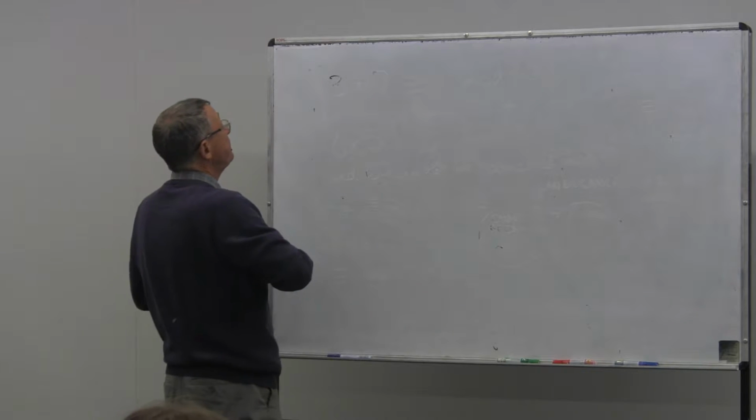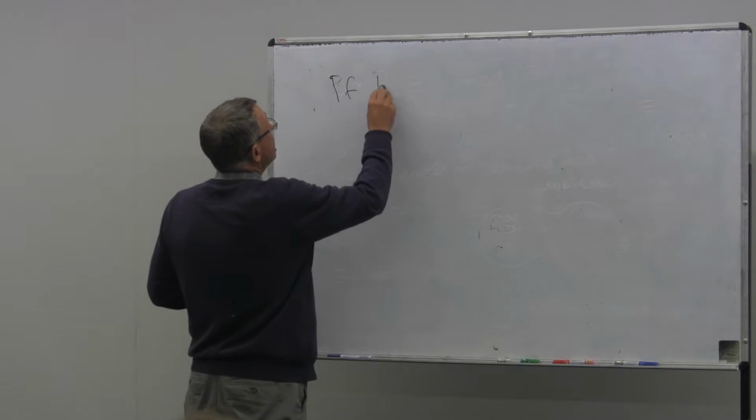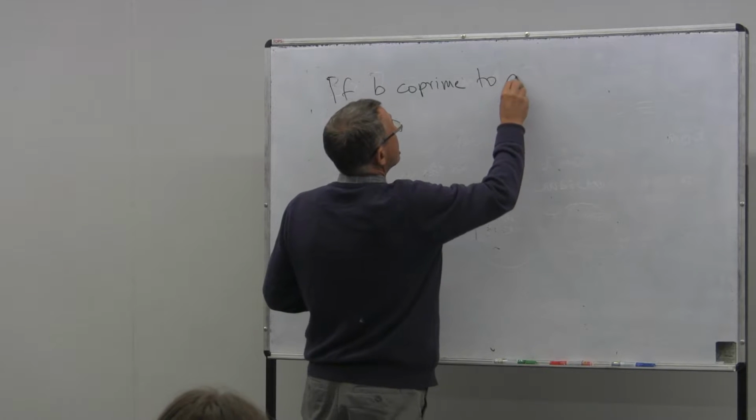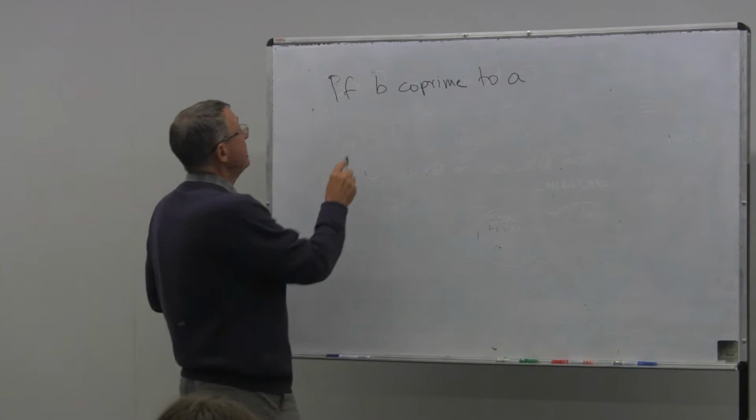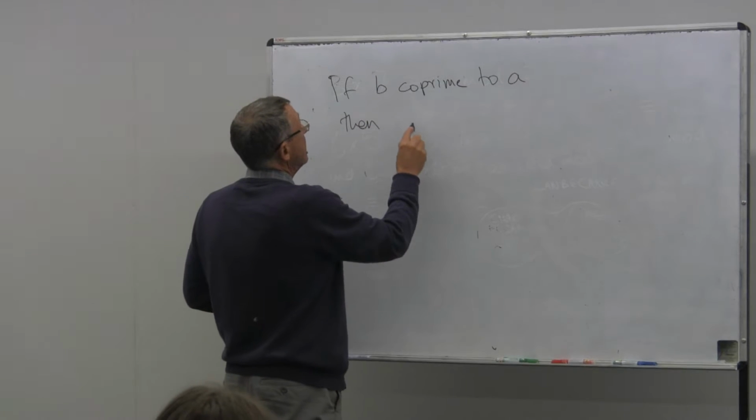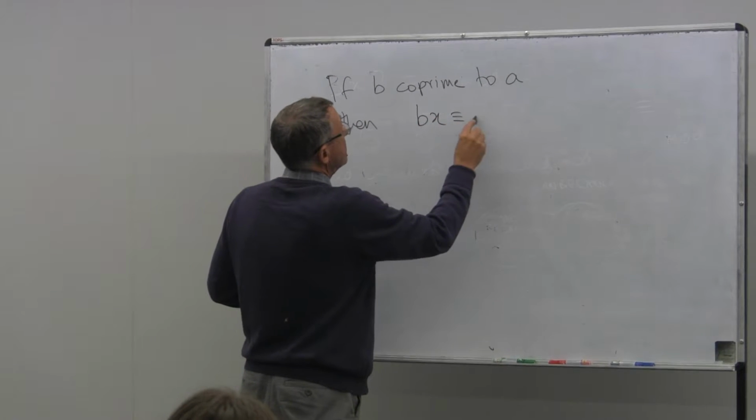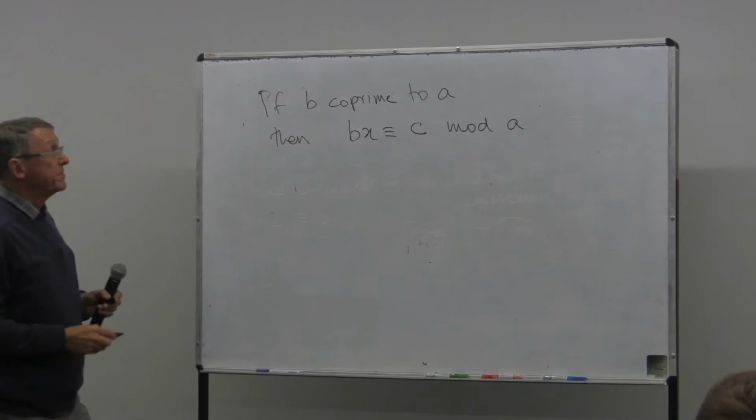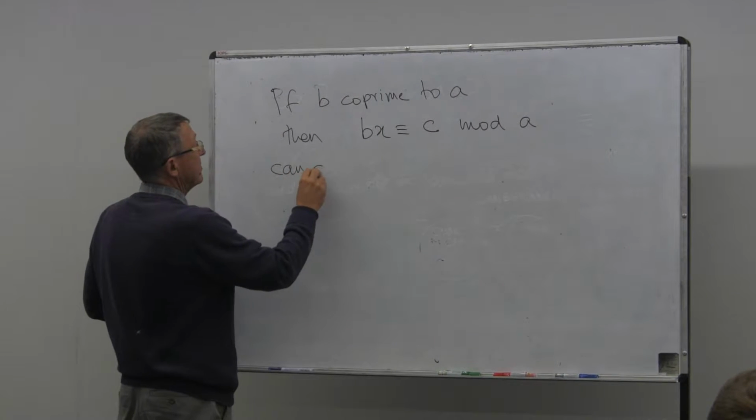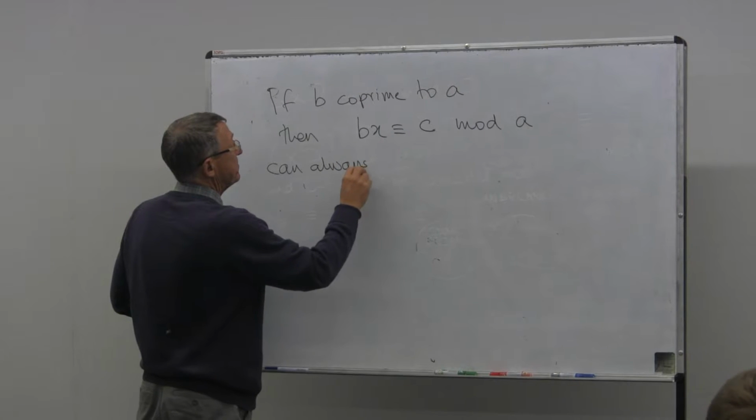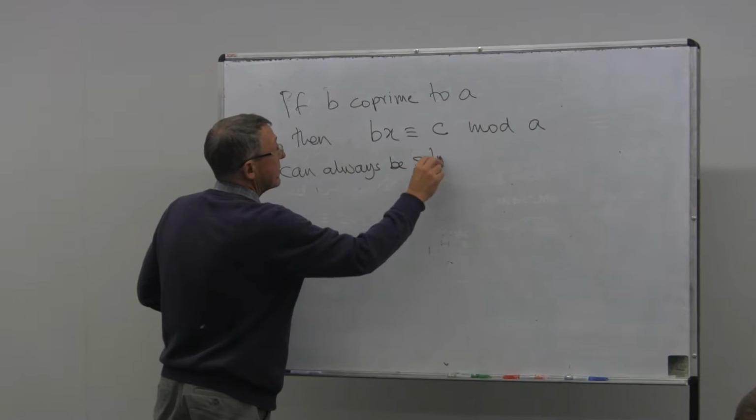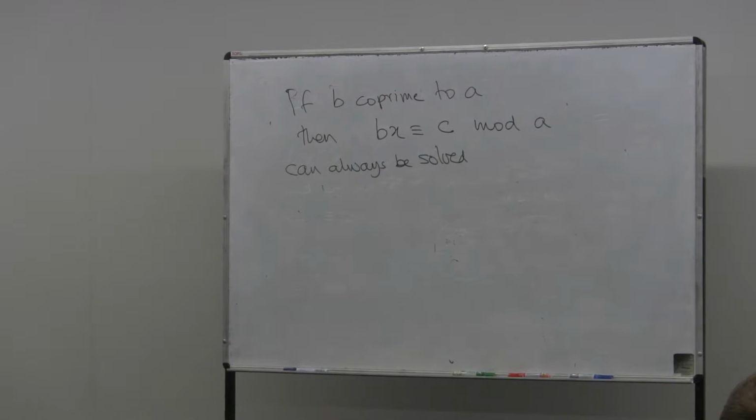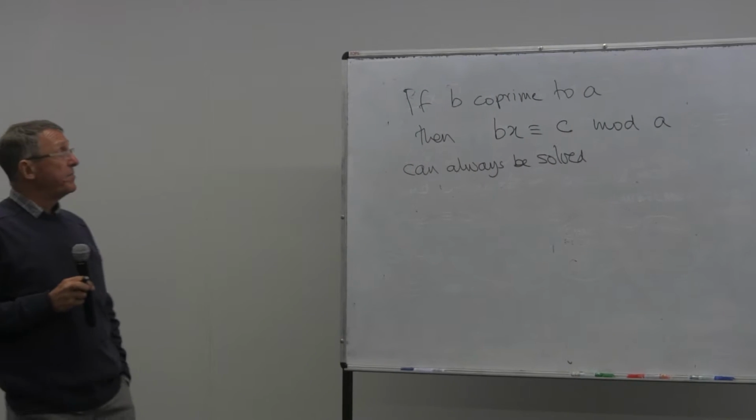let's write it down quickly. If B is co-prime to A, or if A and B are co-prime, then the equation Bx congruent to anything C mod A can always be solved. And this does come up quite often, even in simple cases, in first and second round.